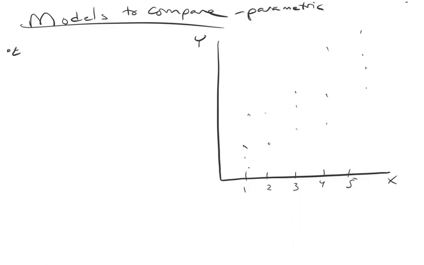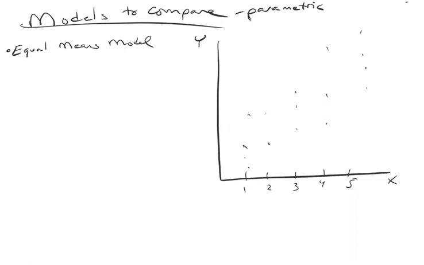One of them is called the equal means model. And that is exactly what it sounds like. The equal means model suggests that no matter what the value of x is, we always just have one prediction for y. In other words, if we use an equal means model, you don't have to tell me what x is in order for me to predict y.